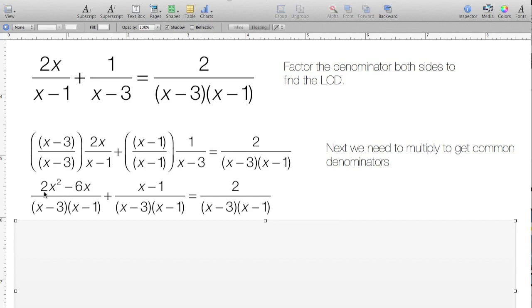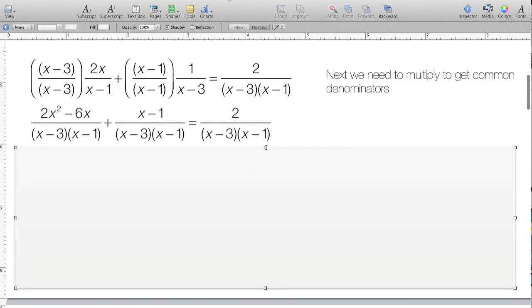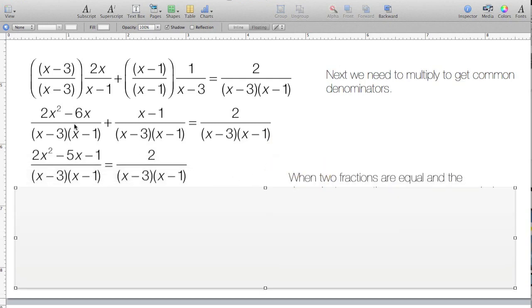So we went ahead and distributed here. It got 2x squared minus 6x. This part was really easy. It was just x minus 1 times 1, so that didn't really change. And of course the right side didn't change either. I went ahead and put them in the right order so that they're all the same. At this point we have two fractions that have the same denominator. I'm going to rewrite these two fractions as one combined fraction. The only thing I have to really do here is combine their numerators together, and it looks like this. So you have 2x squared minus 6x plus x minus 1. When you combine that, the negative 6x and the x combine to give me negative 5x.